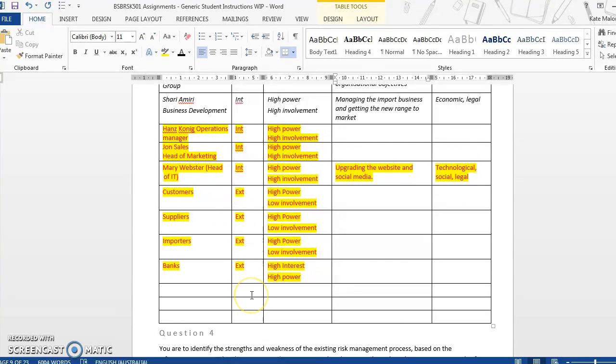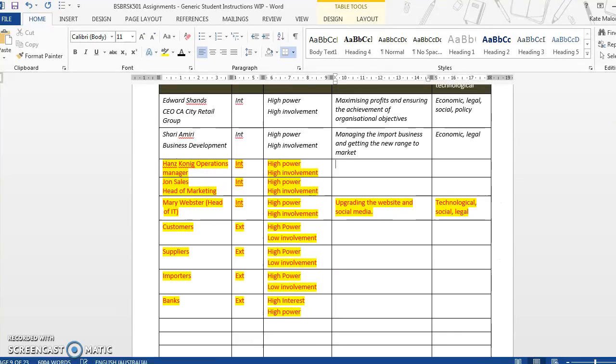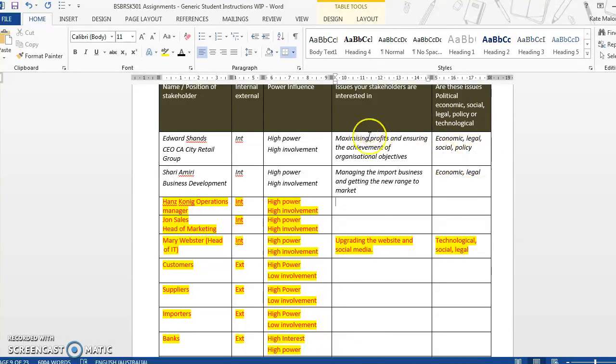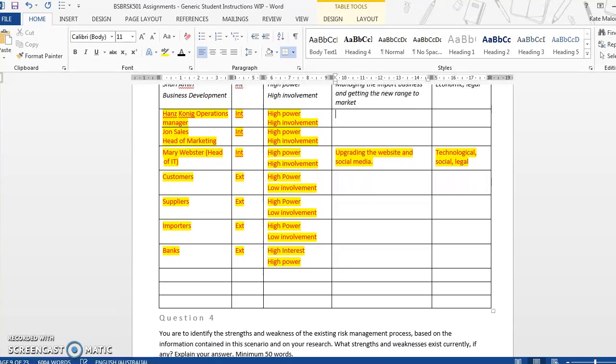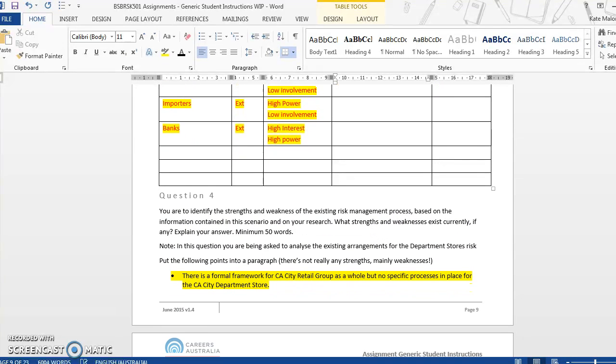You also need to have 3 external stakeholders. So I've written 4 here, just so you know, but you only need 3. Customers, suppliers, importers, and banks. So I'll let you do this column here about what they would be, what issues they'd be interested in, and what type of issues they are. Okay, so just as long as you have 3 internal and 3 external, please.